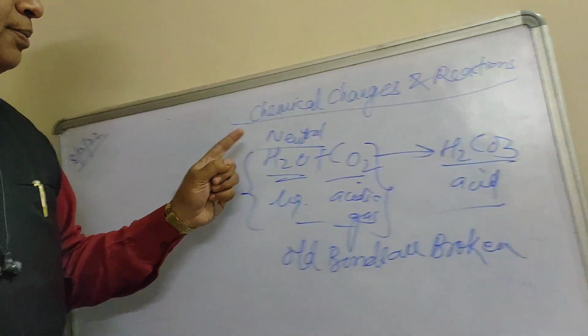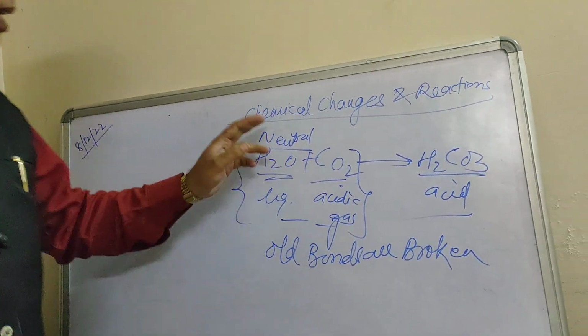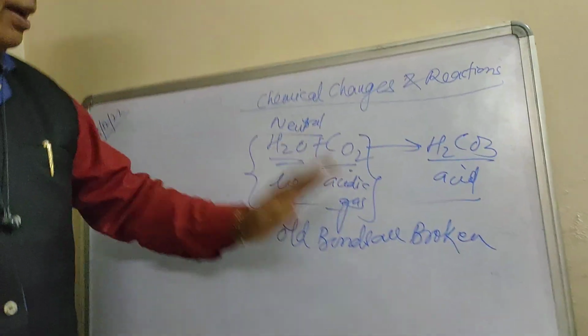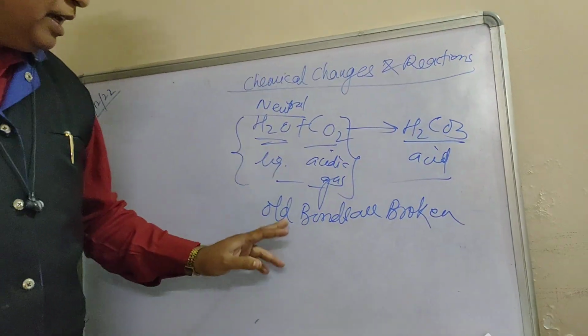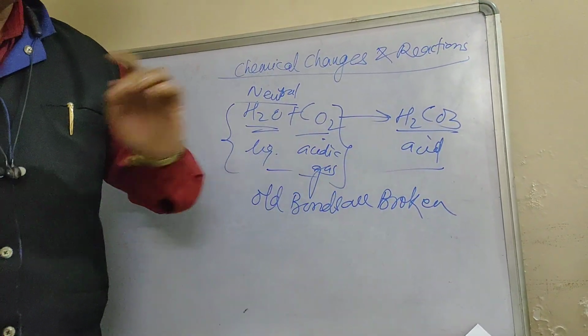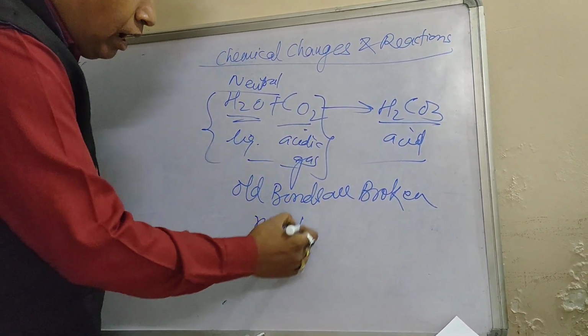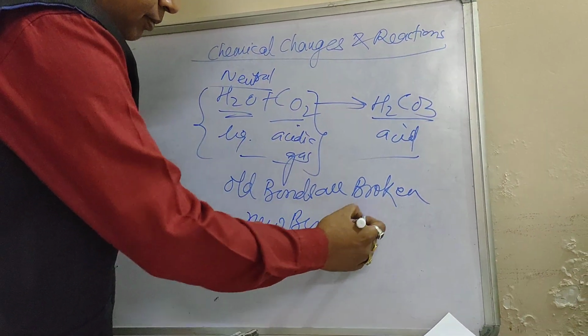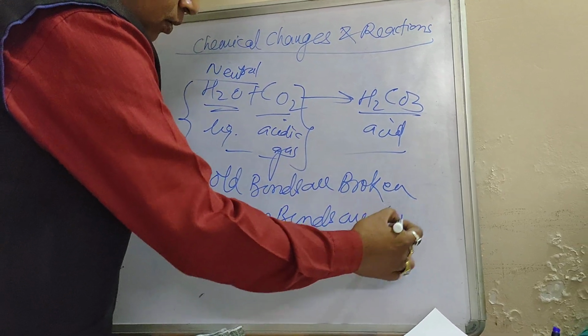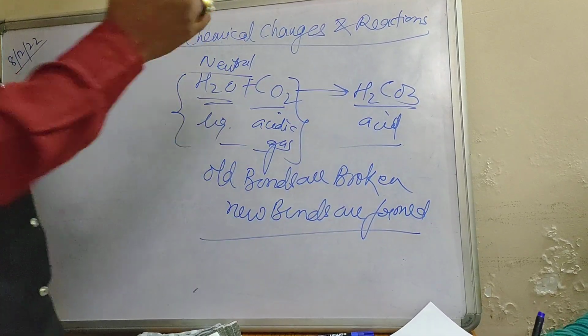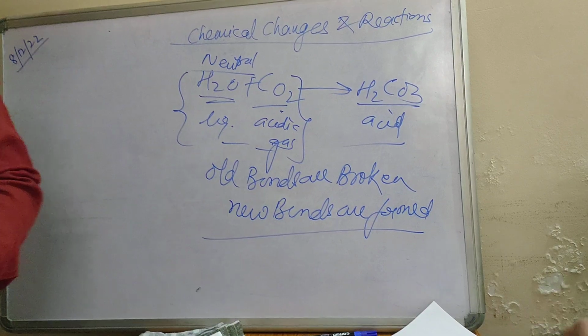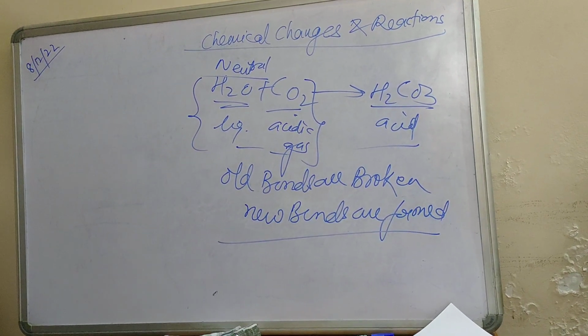I was telling you about chemical changes and reactions. In a chemical reaction, what exactly happens is old bonds are broken and new bonds are formed. Clear? Old bonds are broken and the new bonds are formed.